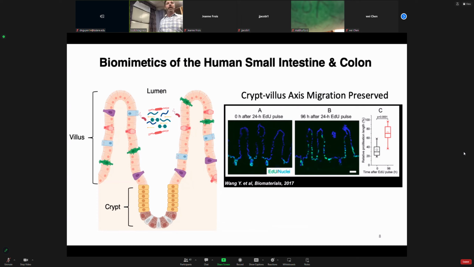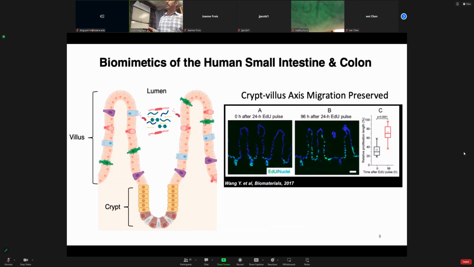One of the questions we asked was, does it have the same migration properties that you have in vivo? So if you look at the left-hand schematic, the stem cells are born, they give rise to a transit amplifying zone in the yellow, and then they migrate up towards the tip of the villus, and that takes only about a week. All the cells in your gut turn over in about a week's time.